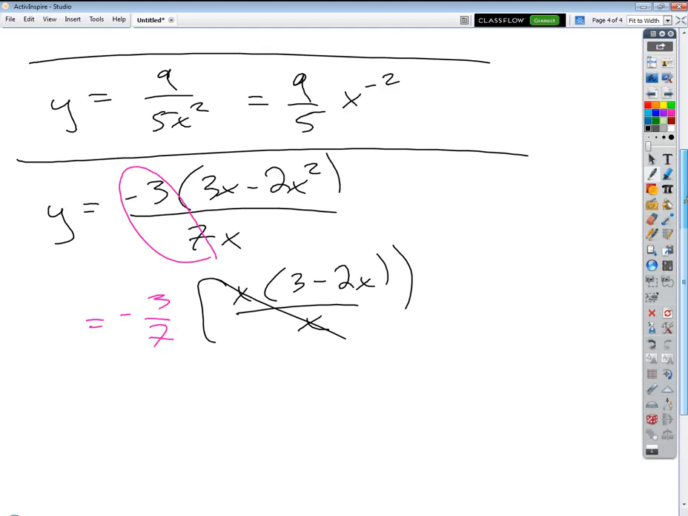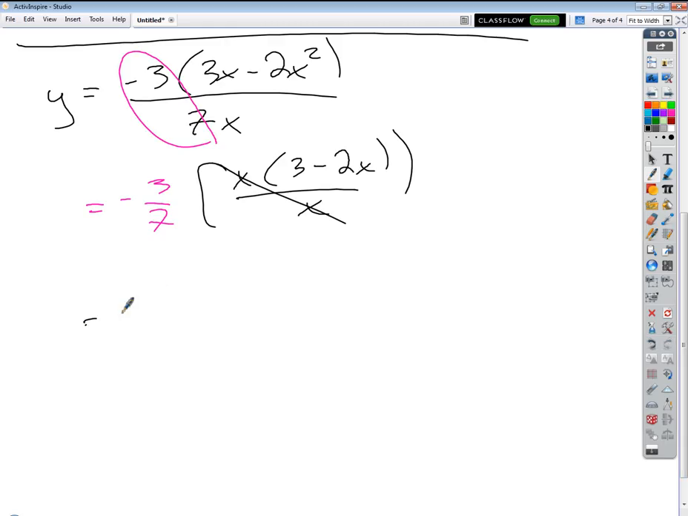The other way to think about that, just as good, would be we've got the negative 3/7 out front. Let's split this into separate terms. So now I've got 3x over x minus 2x squared over x. What does that simplify to? 3. And that simplifies to 2x. Same thing. Then we do not have to use the quotient rule. It would become a very simple polynomial. Differentiate term by term, and we're done.